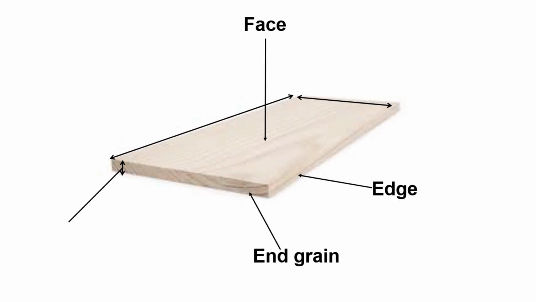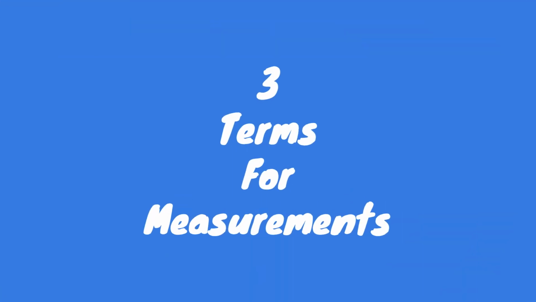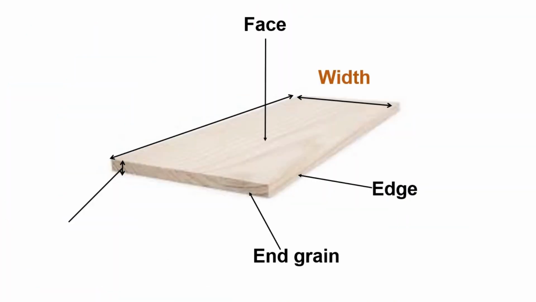Now, the next 3 terms we're going to talk about are just simple terms we're going to use for measurements. So the first one is, of course, the width of the board. And an easy way to determine the width is it runs from the edge of the board to the edge of the board. Secondly, the length.